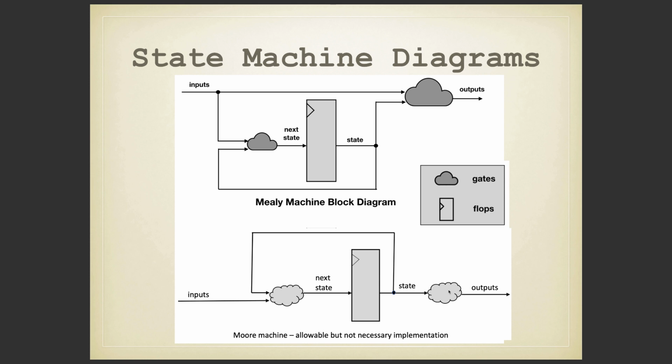So let me summarize quickly. What is a state machine? A state machine considers, where am I? What are my inputs? Where do I want to go? And what do I want the outputs to be when I get there? Again, what is a state machine? It's considering, where am I? The present state. What are my inputs? Where do I want to go? And what do I want my outputs to be when I get there?